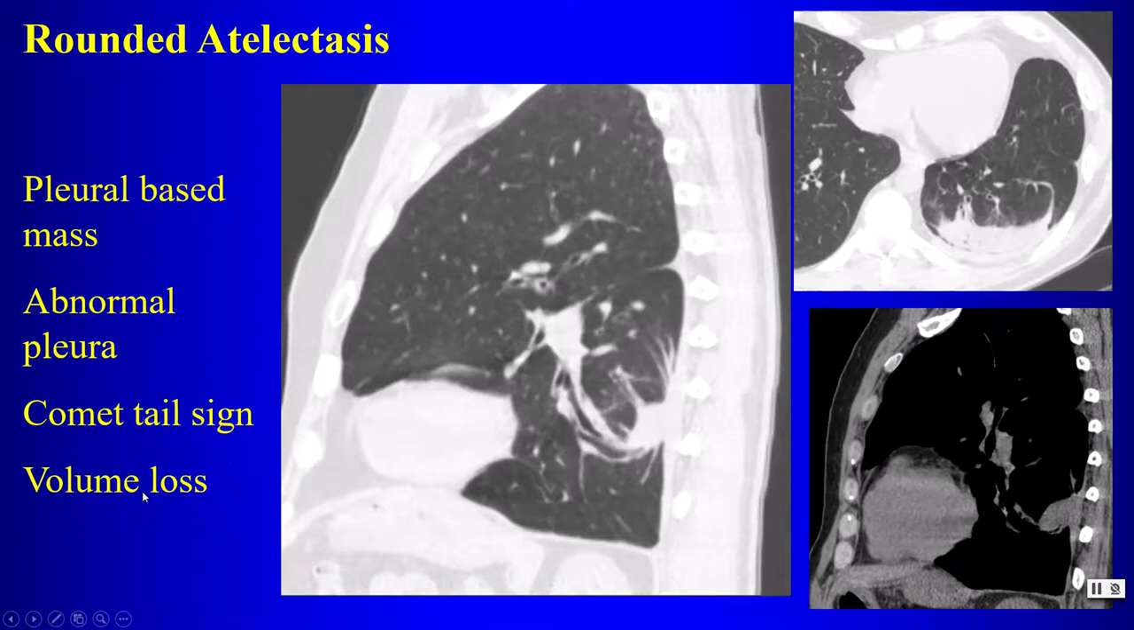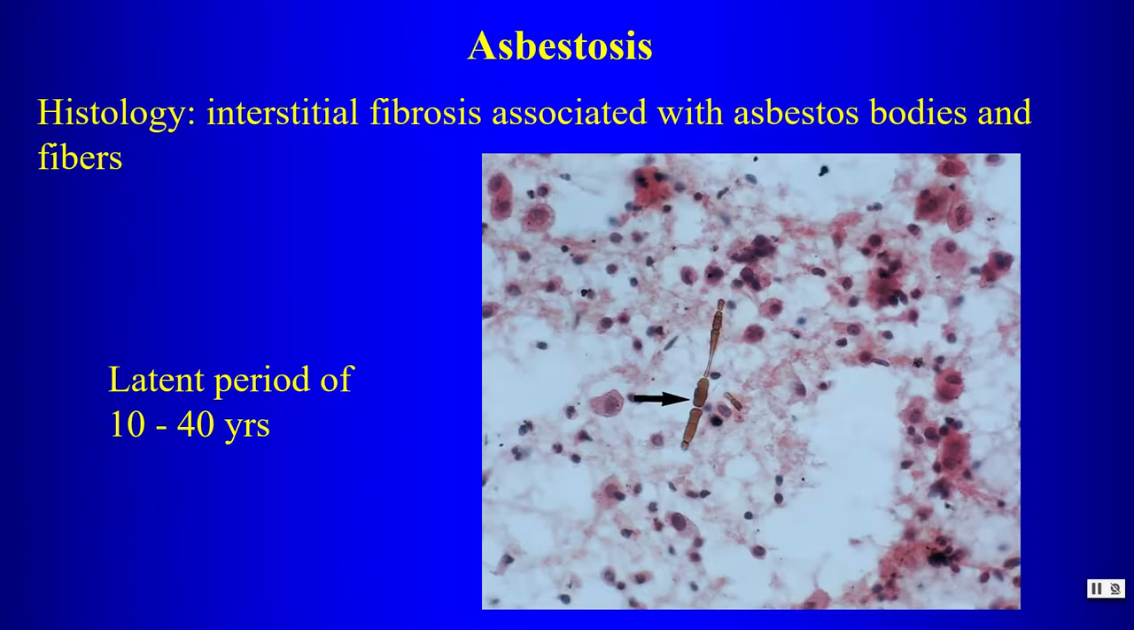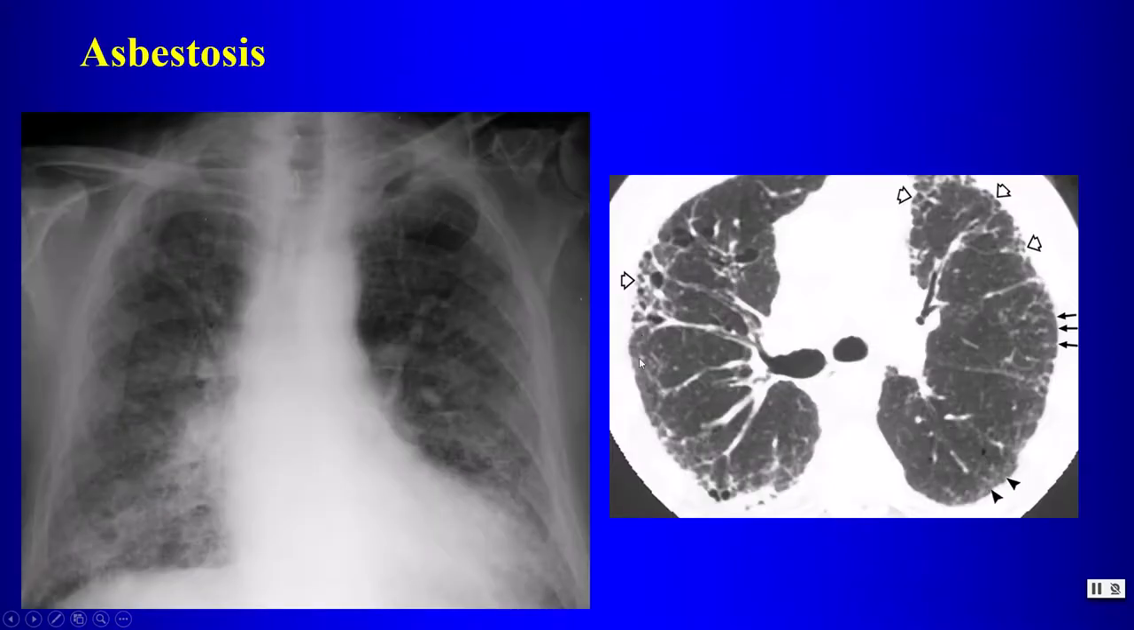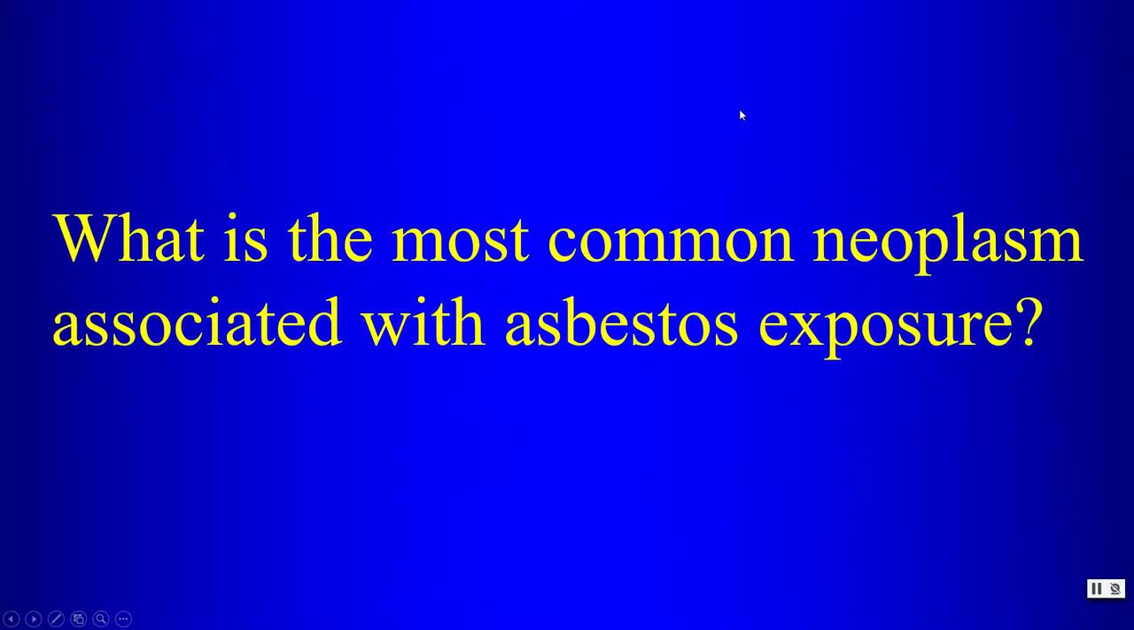So, abnormal pleura, comet tail sign, and volume loss. Again, notice the major fissure here is depressed. So volume loss within the lobe, also a finding associated with rounded atelectasis. Now, do not confuse the terminology here when we talk about asbestos-related pleural disease with asbestosis. So asbestosis is when we have fibrosis in the lung parenchyma associated with asbestos exposure. So here we can have reticular opacities, honeycombing, as in this example. So this is interstitial lung disease associated with asbestos exposure.